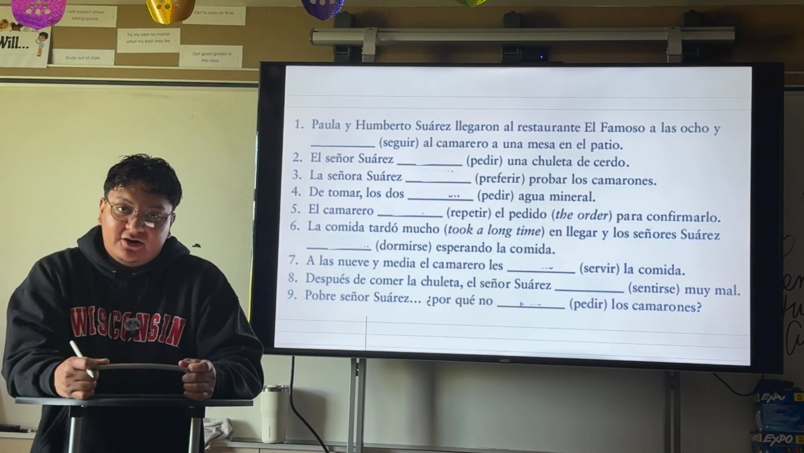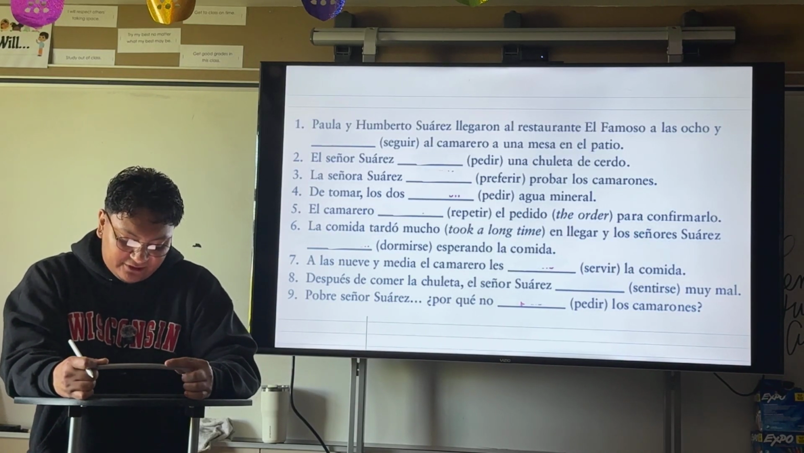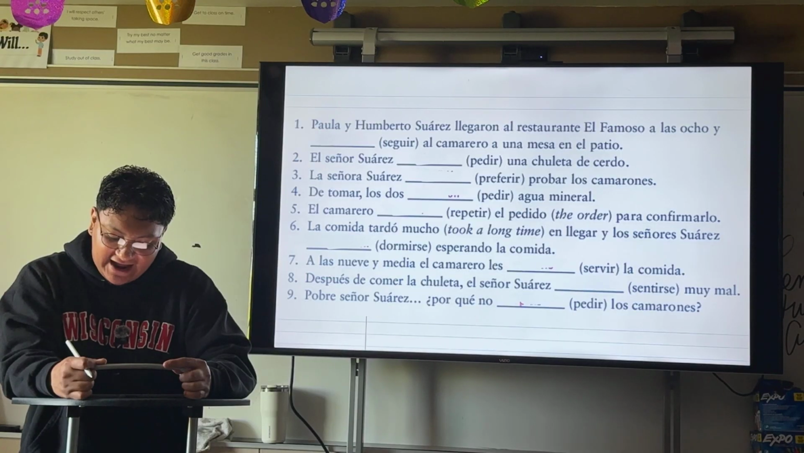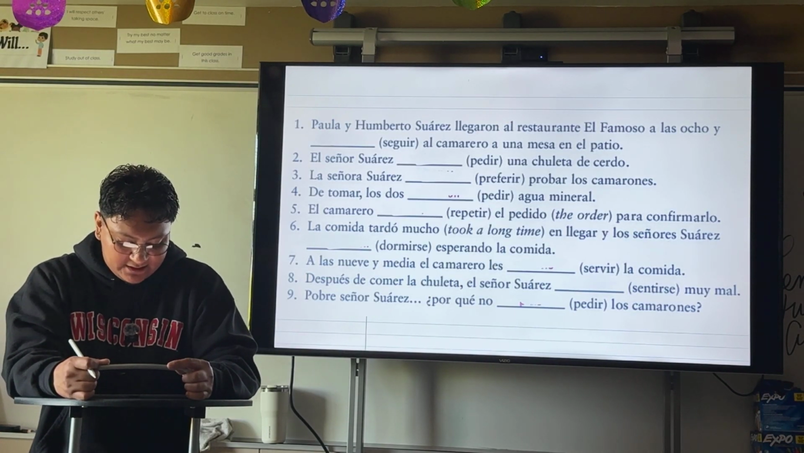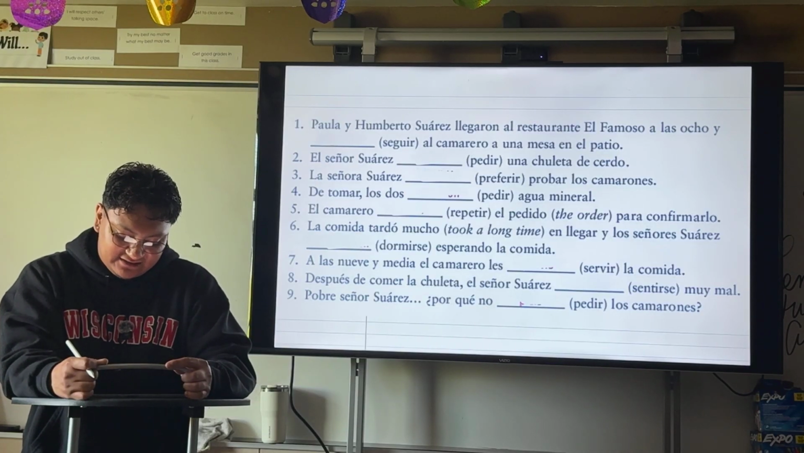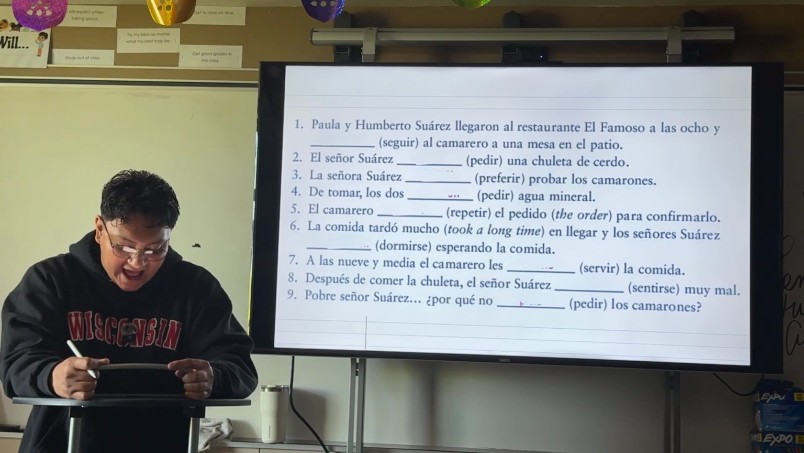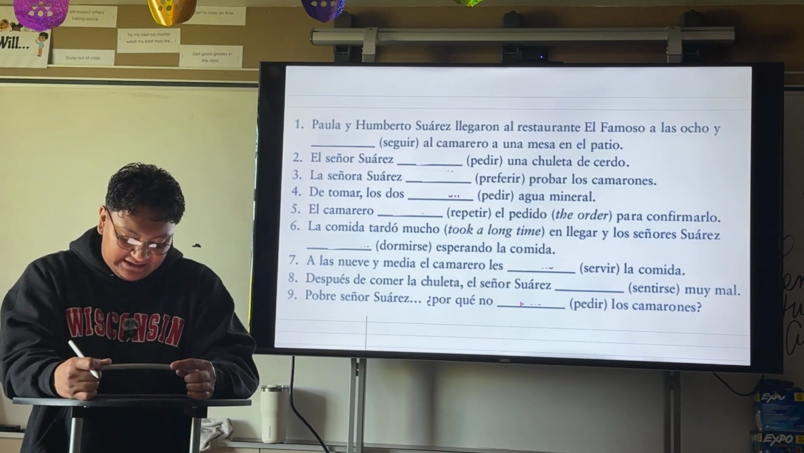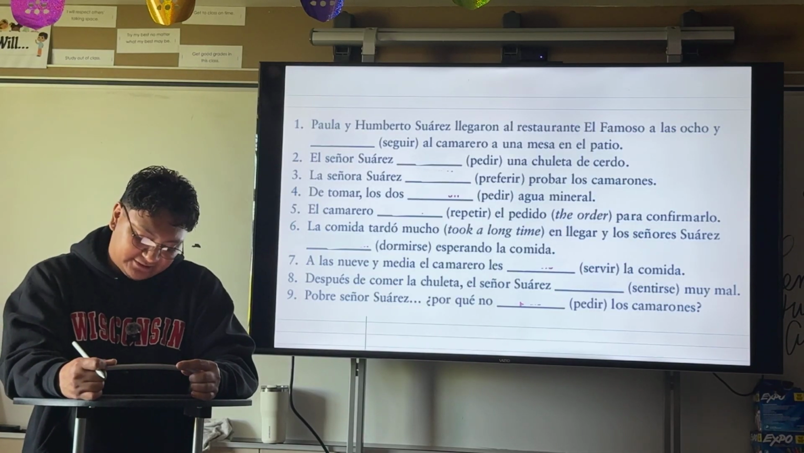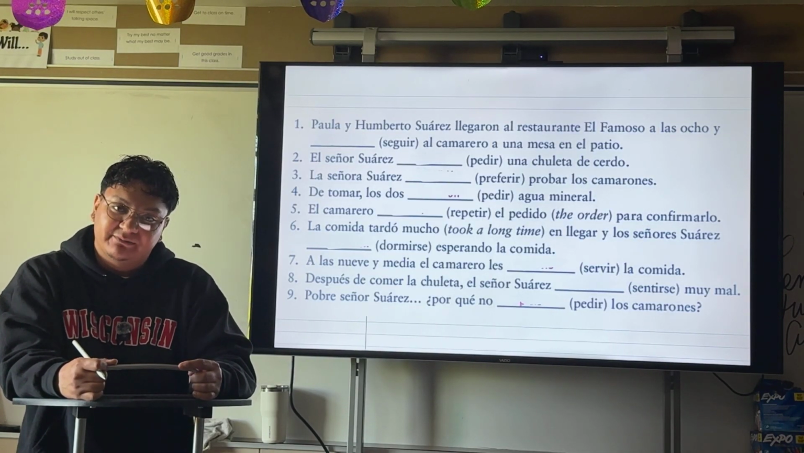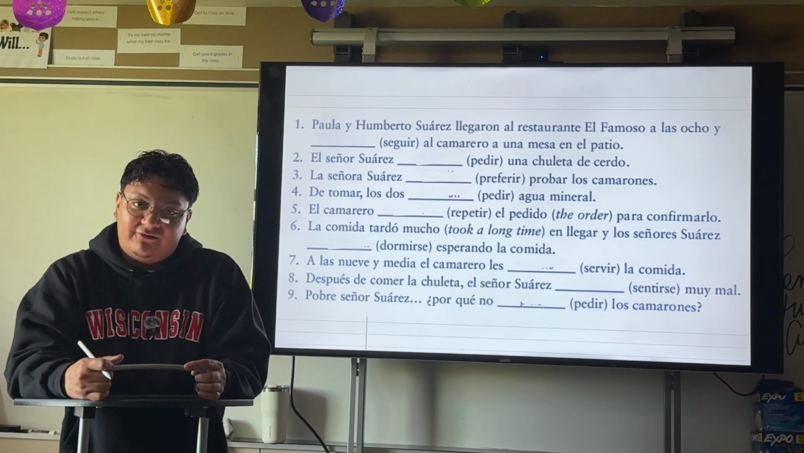The waiter repeated their order to confirm. The food took a long time to arrive, and Mr. and Mrs. Suarez fell asleep while waiting for their food. At 9:30, the waiter served their food. After eating the pork chop, Mr. Suarez felt very sick. Poor Mr. Suarez, why didn't you order the shrimp? So now pause, fill in the blanks, and we'll go over our answers.